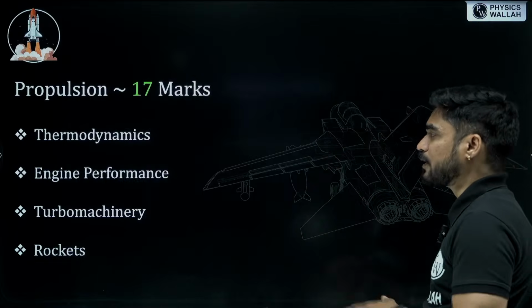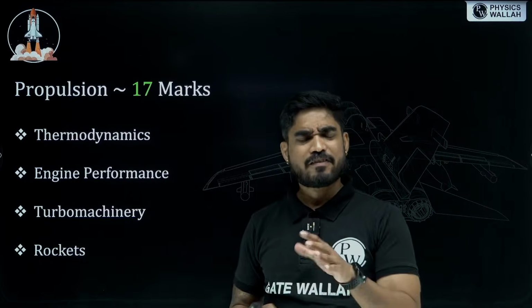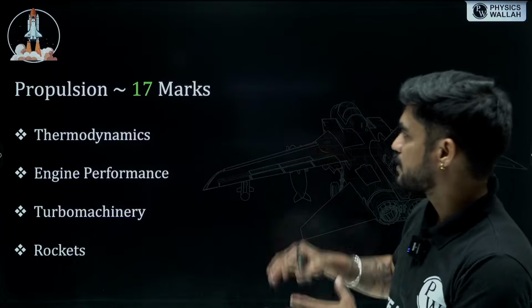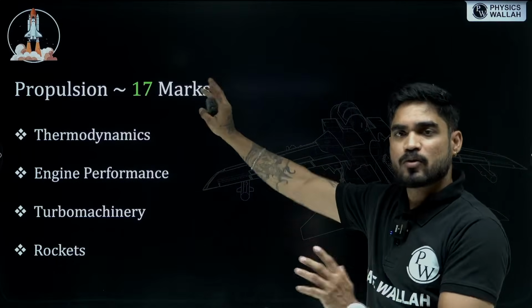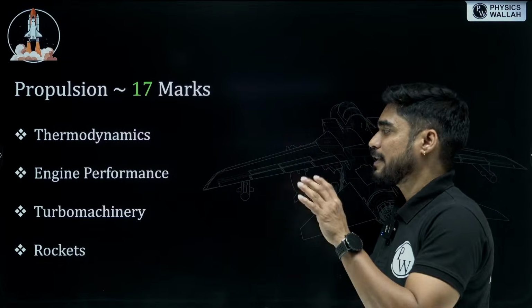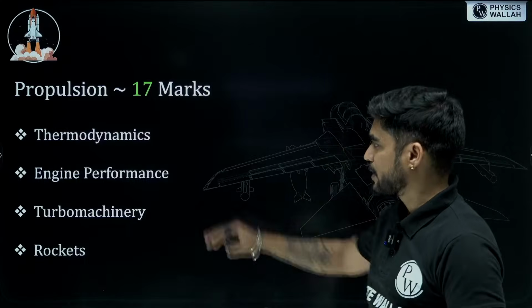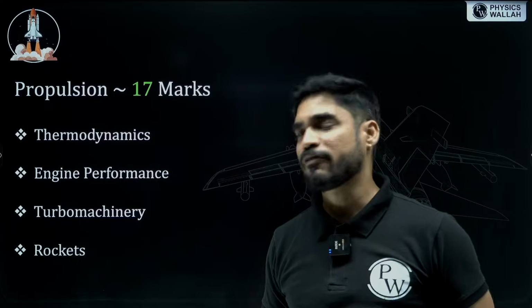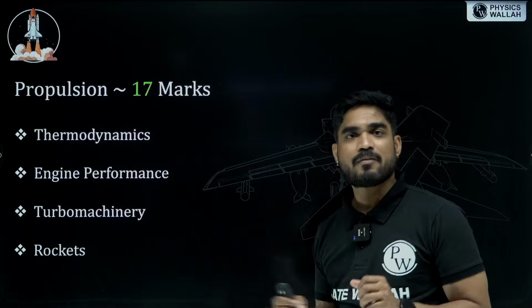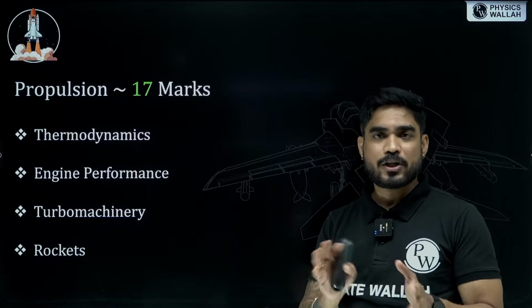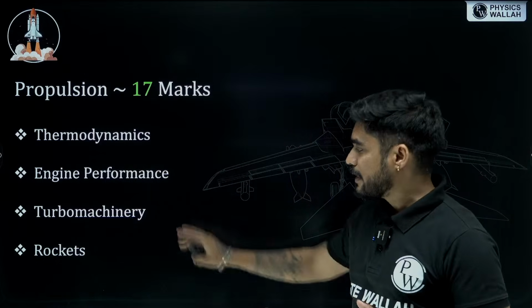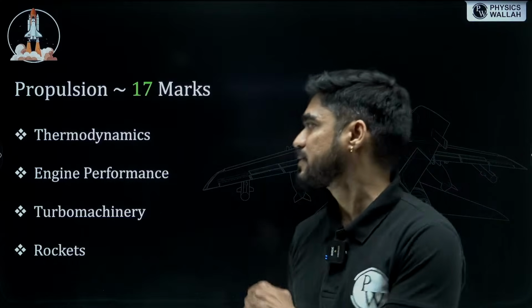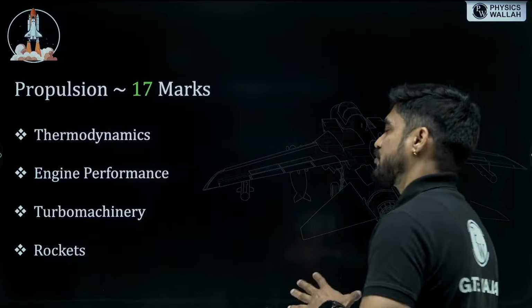Then comes propulsion, which is a mix of basic thermodynamics and applied thermodynamics. This also contains almost 17 marks of questions. It has 4 important topics: thermodynamics, which contains basics of thermodynamics and basics of heat transfer. Then comes engine performance, which contains theory of different types of engines. Then turbo machinery and rockets. These are the important core topics of propulsion, almost 17 marks.